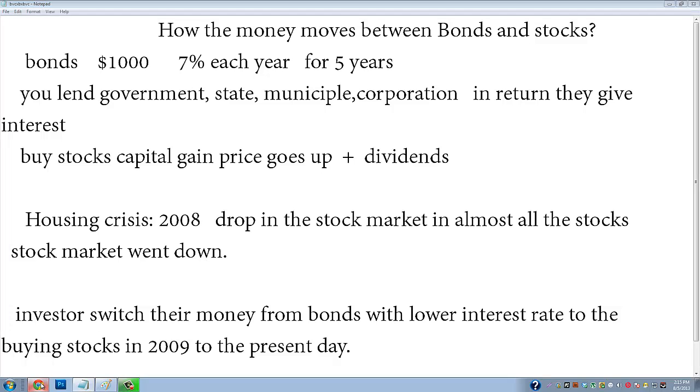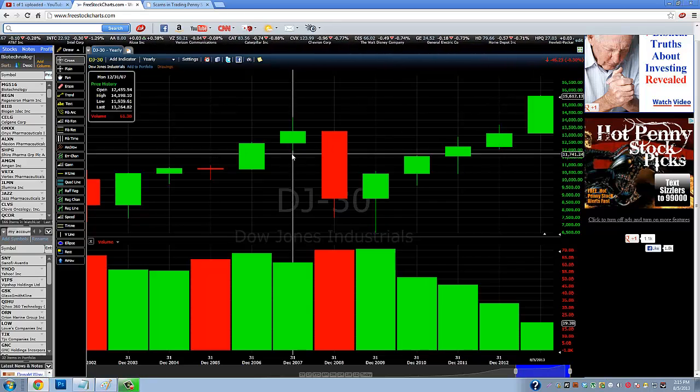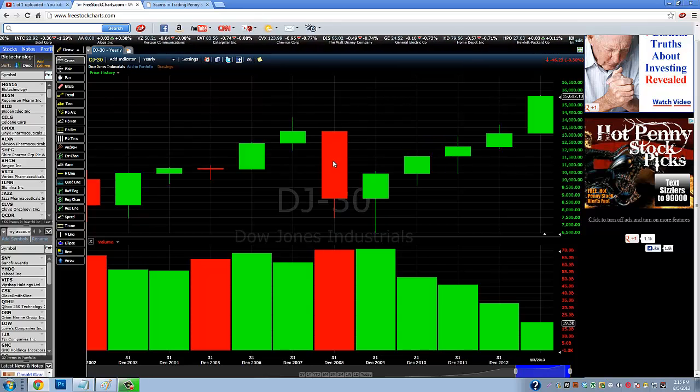You can see here, this is the Dow Jones Industrial, 30 stocks. Now see all these years. This is 2007. This is 2008. Now in 2008, there is a big drop of the price in almost all the stocks.